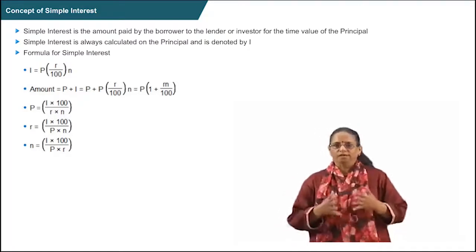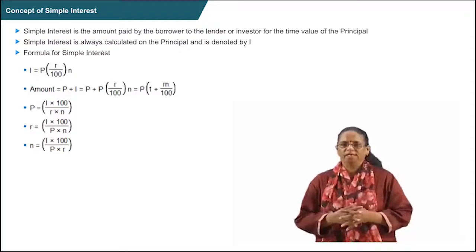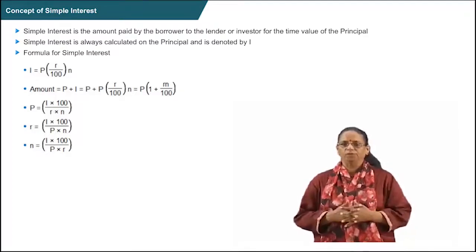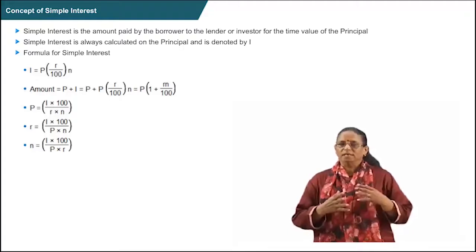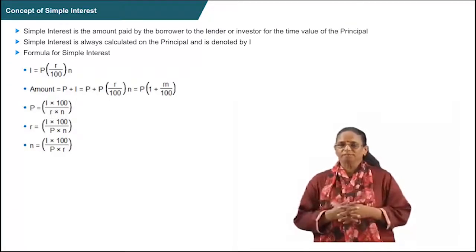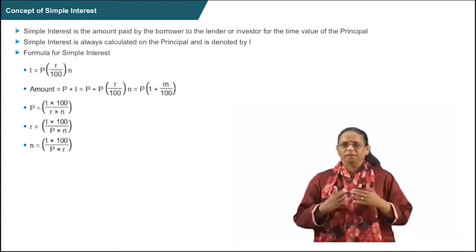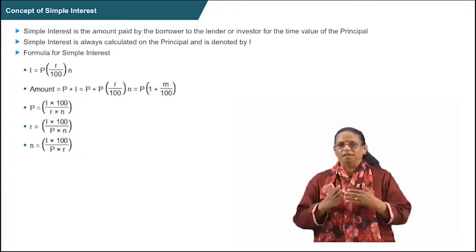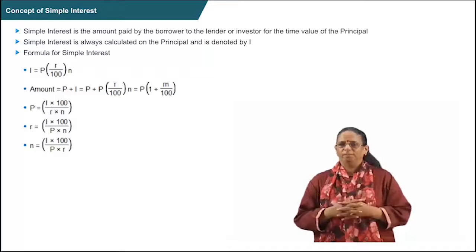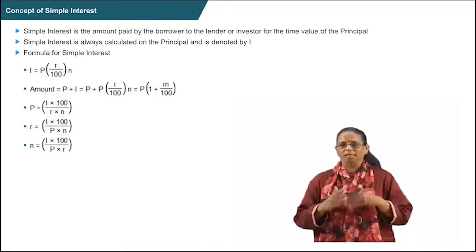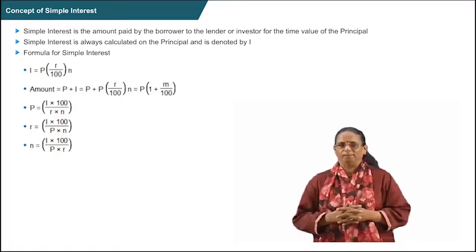So if you look at the formula to find out the simple interest, it is given as I equal to P into R into N upon 100. And what is the amount that I am going to return? That will be principal plus interest, which can be written as P plus P into R into N upon 100. And if I take out P as common, I get inside the bracket 1 plus R into N upon 100. So this is how you find out your amount.